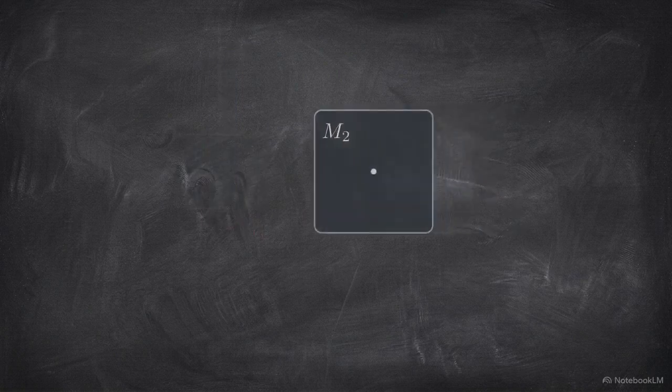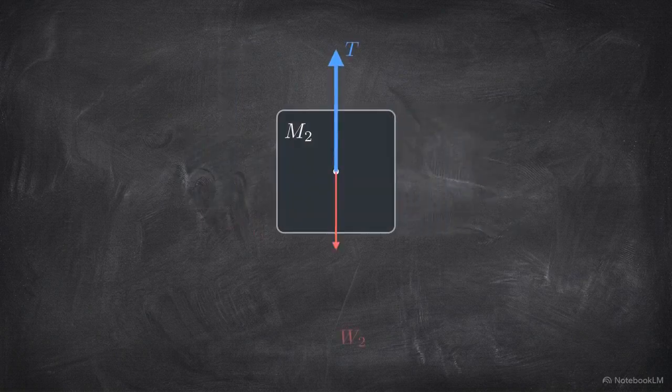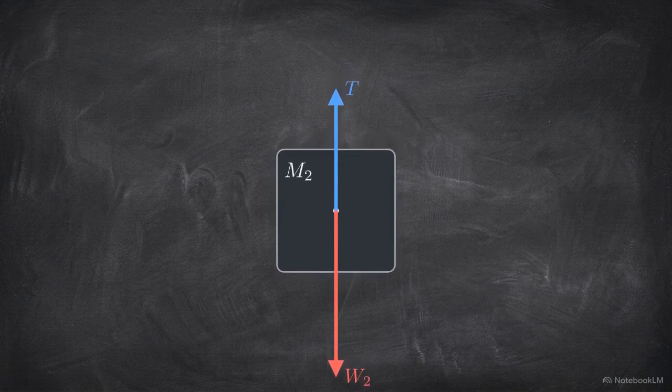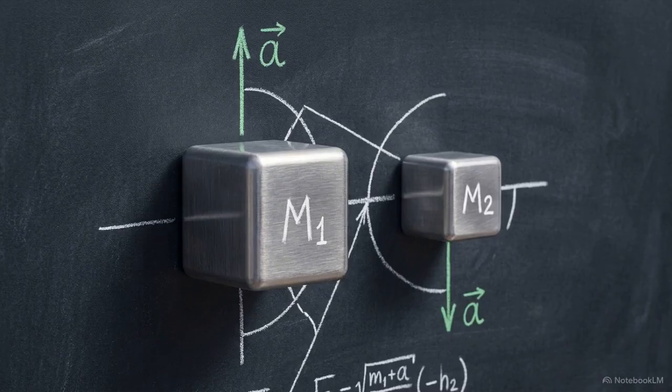To solve the system, we first isolate mass 1. Its free body diagram reveals tension pulling upward and its own weight pulling downward. Next, we isolate mass 2. It experiences that exact same upward tension force, but a much larger downward weight force, pulling the entire system in its direction. Because the masses are tethered, they share the same magnitude of acceleration.